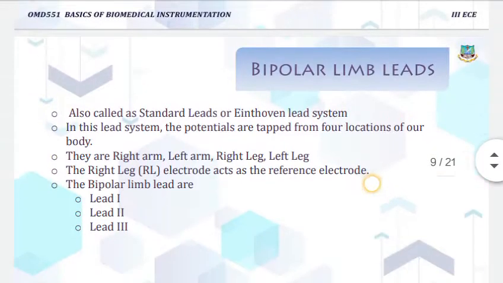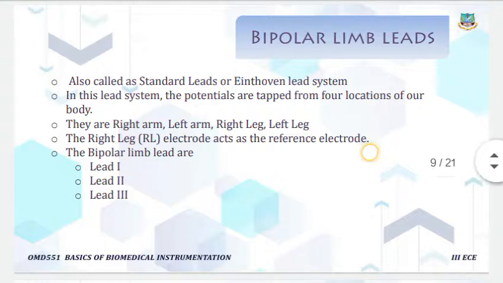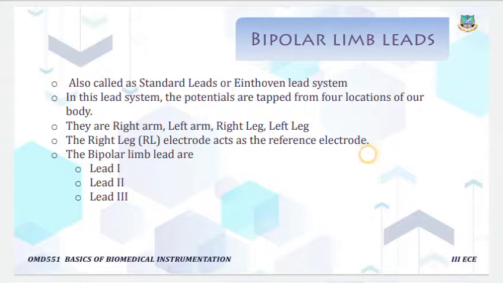And then the first one, bipolar limb lead. This bipolar limb lead is also called the standard lead or Einthoven's lead system.